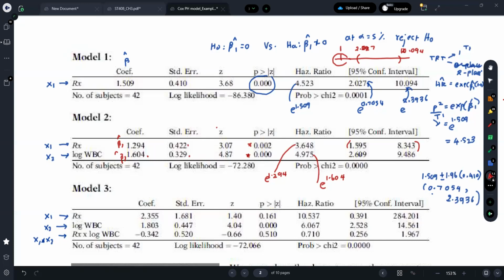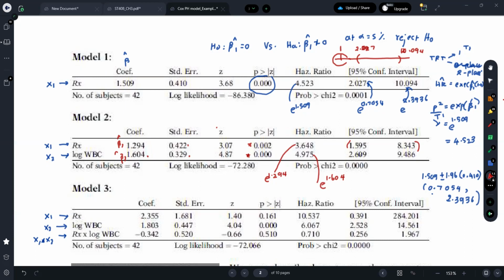So you can use this hazard ratio to compare categorical variables, comparing groups, but for continuous variables, it's hard to use this 4.975 as it is. But you can compare two patients, maybe in the same group or other groups, using that equation properly, substituting the given log WBC value and given treatment group, then you can get the exact hazard ratio, right? Not like this one. This is just log WBC 1 to 0, right? It's not that meaningful, okay? But you can explain the hazard ratio of Rx.